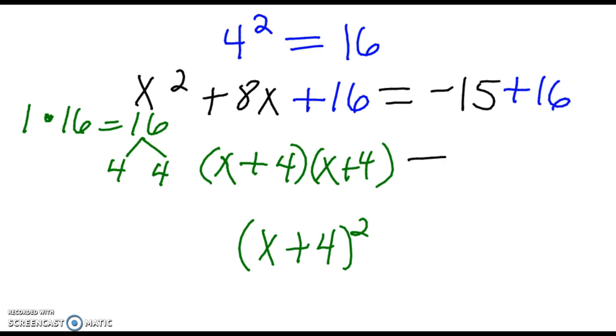Now let's deal with our other side of the equal sign. Negative 15 plus 16 is a positive 1. And now we're going to solve this quadratic using the principle of square roots. In doing so, we know that the principle of square roots will tell us that I can solve this by taking the square root of both sides.